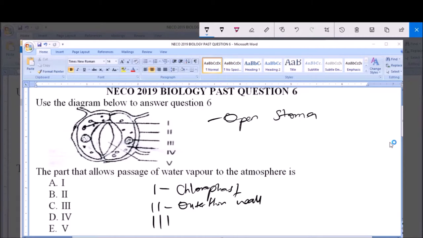III is the nucleus. IV is the guard cell. And V is the stomata pore. Now, you see the part that allows passage of water vapor to the atmosphere is... Now, the chloroplast, like we know, contains the chlorophyll that is responsible for what? Photosynthesis. So, it cannot be what we are looking for.